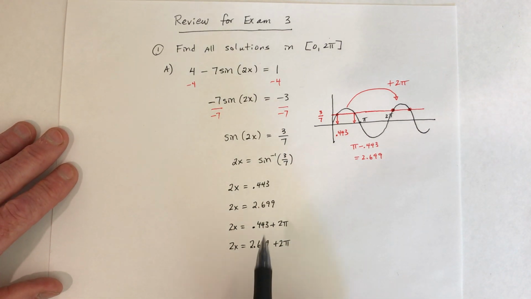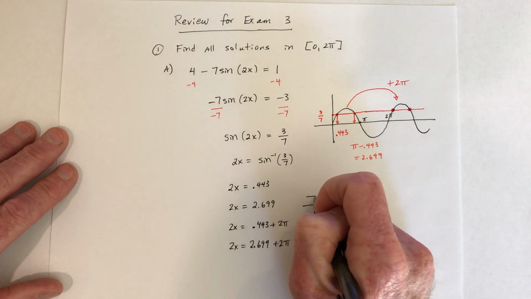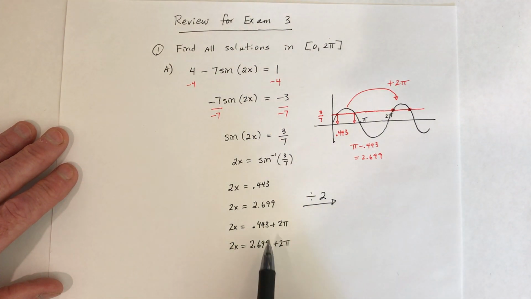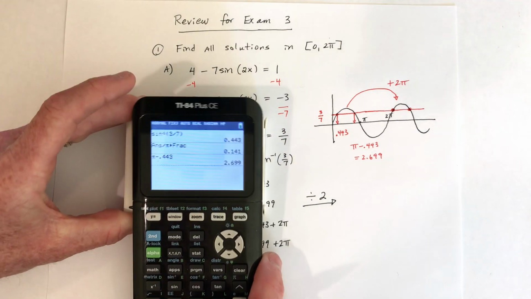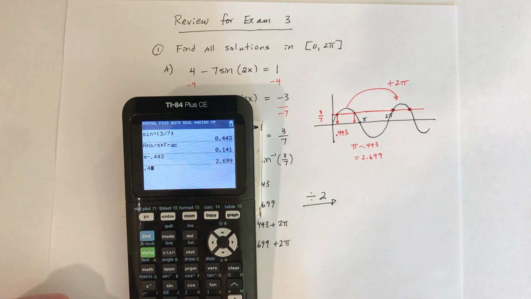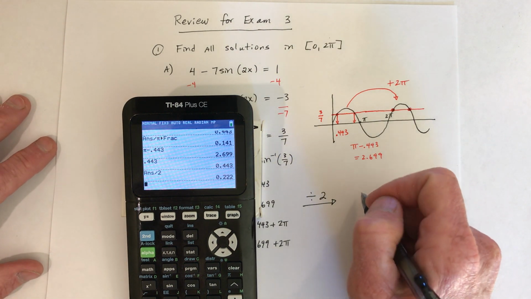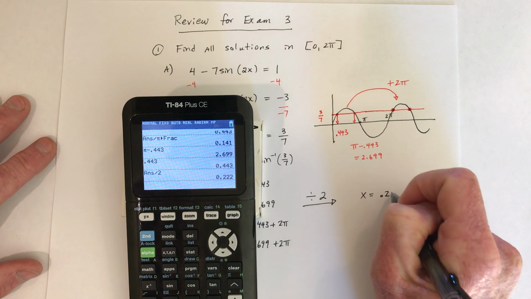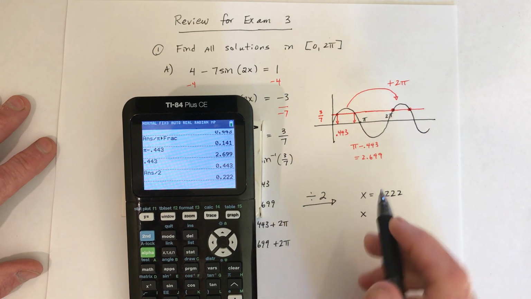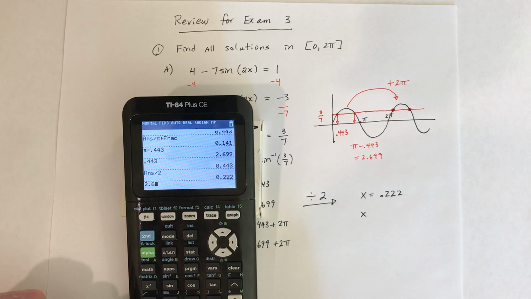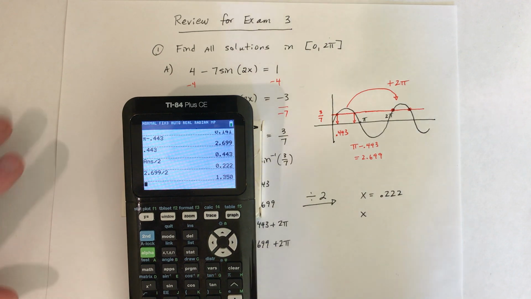And then, once we've got the 4 answers, now divide them all by 2. So this part, I don't even have to get the decimal answer. I can just type it in the calculator like that and then say divide by 2. So the final answers are going to be the 0.443 gets divided by 2. Oh, that's a cool number. 0.222. And then the 2.699 gets divided by 2.